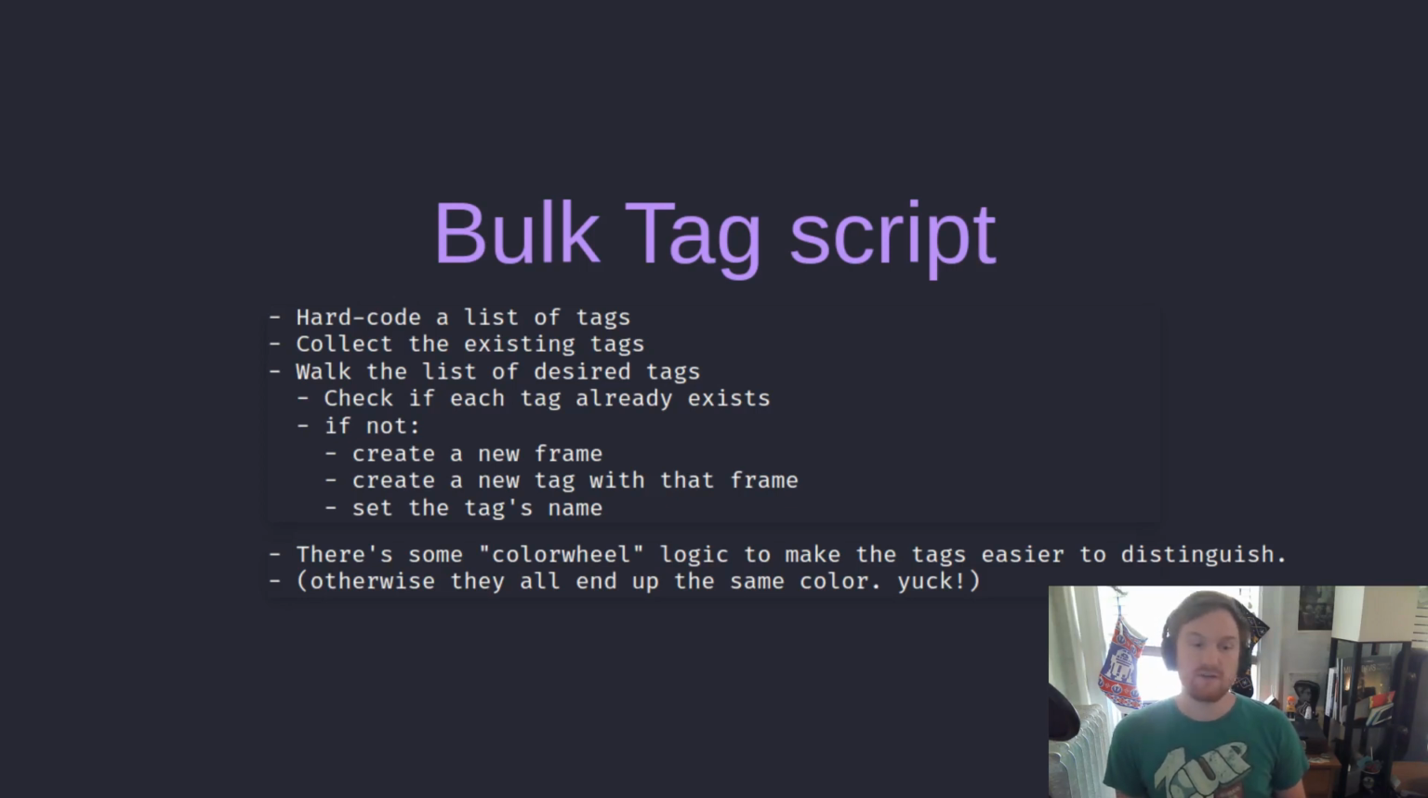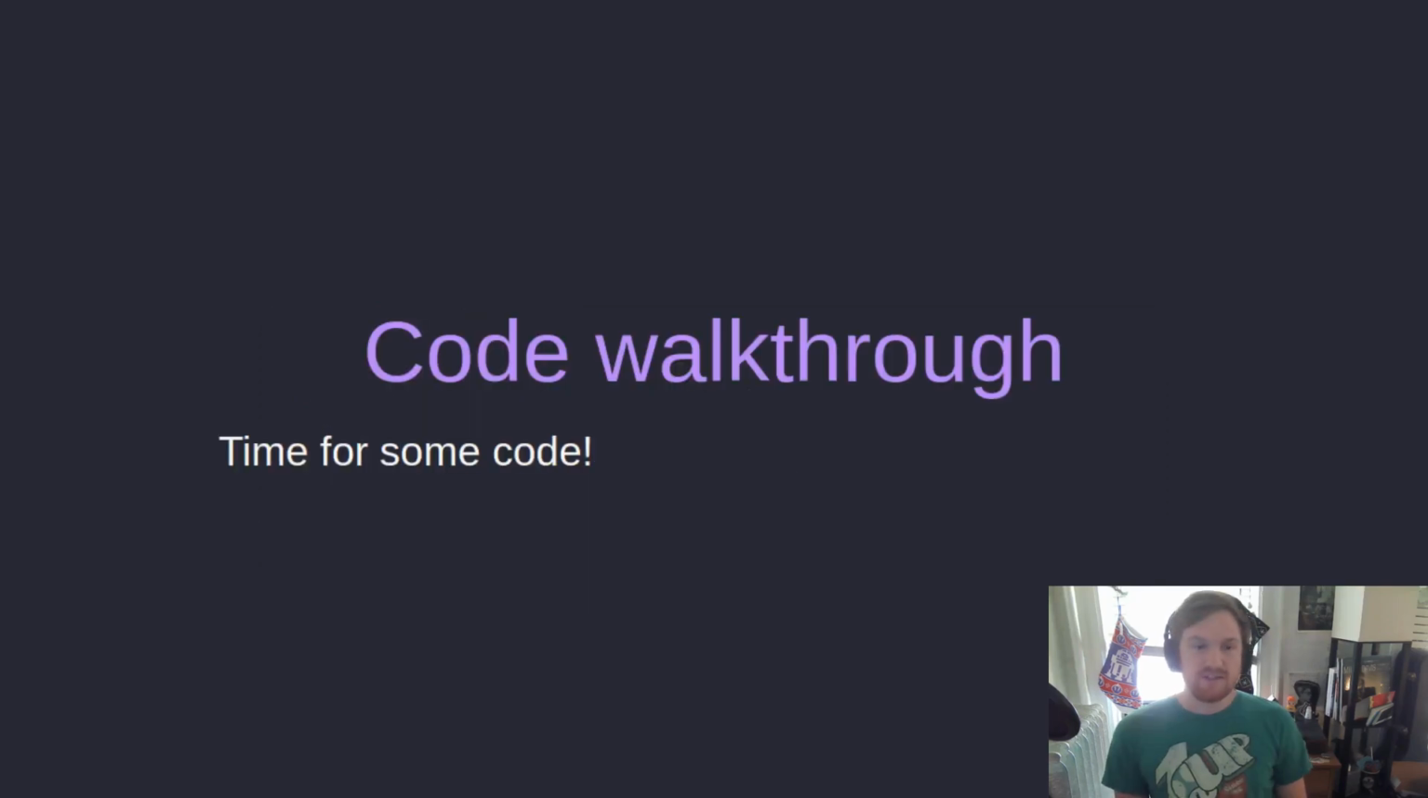set the tag's name. There's a little bit of color wheel logic that makes things a little bit easier to look at. Without it, all the tags end up with the same background color and they're all one frame, and so it's just a big mess. Let's jump into the code.